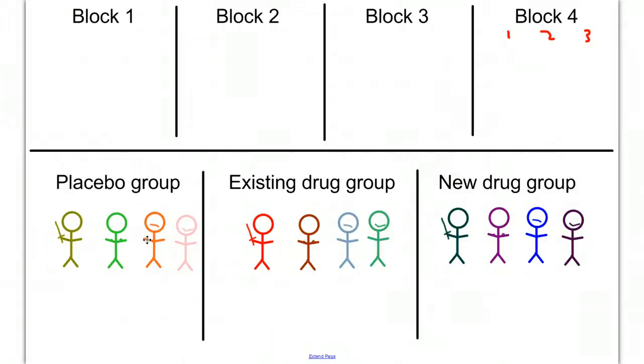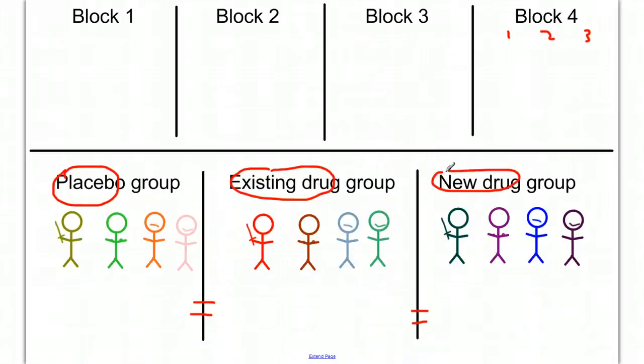So the idea of blocking is to make all the groups as similar as possible, because we want this group, group 1, to equal group 2, to equal group 3, until we make them all different by giving this group the placebo, this group the existing drug, this group the new drug. Before that point, we want all the groups to be equal so that the drug is the only thing that's being changed in the different groups.